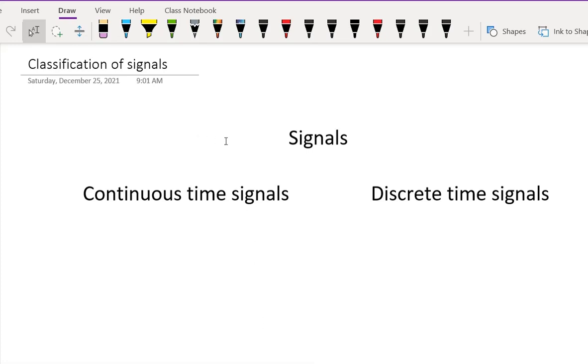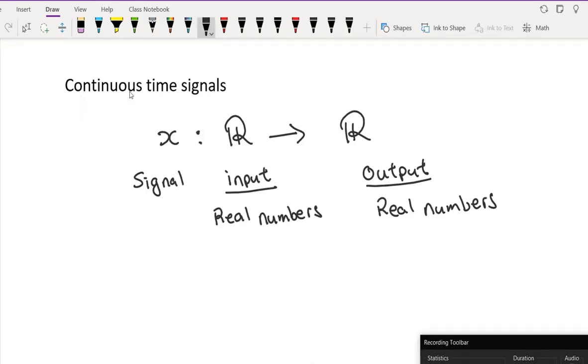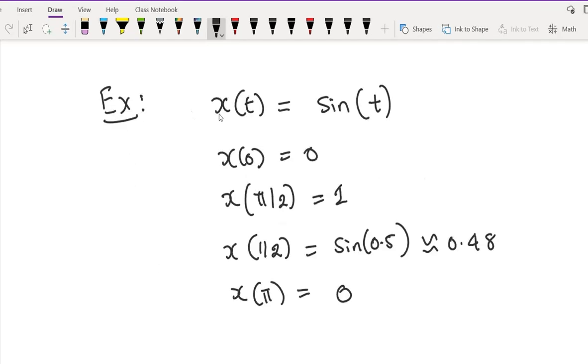Let's talk about signals. Signals can be primarily classified into continuous time signals versus discrete time signals. Continuous time signals are mappings from real numbers to real numbers. That means a signal takes a real number as an input and puts out another real number as an output. As an example of a continuous time signal, let's look at x of t is equal to sine t.